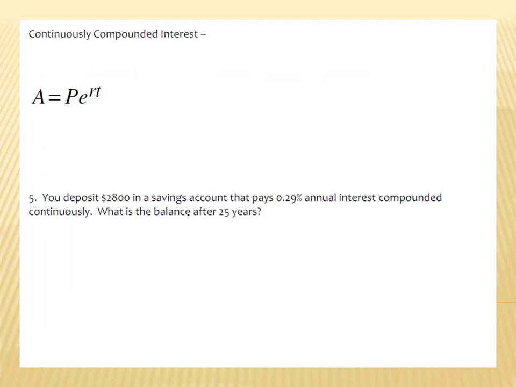Now, continuously compounded interest is kind of similar to the compounded interest, except continuously means it's non-stop. It just keeps going and keeps going and keeps going. It's at a faster rate. So continuously compounded interest is interest upon interest, quicker and quicker.